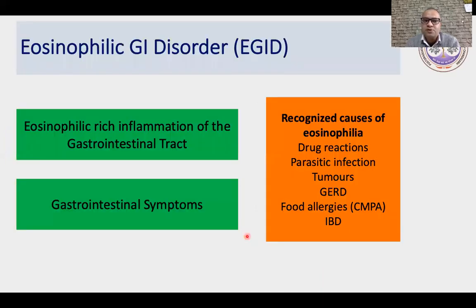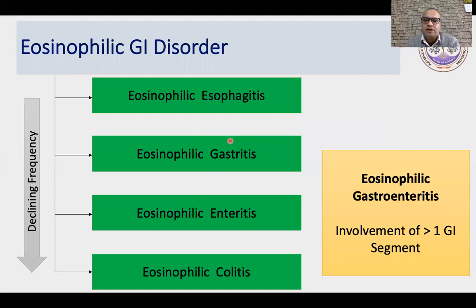Now, the diagnosis of eosinophilic gastrointestinal disorders is to be made only in the presence of gastrointestinal symptoms, apart from the presence of eosinophils in the gastrointestinal tract. And this is only after recognized causes of eosinophilia have been excluded, like the ones we have already talked about. So, eosinophilic GI disorders are a spectrum of many diseases, and these may include eosinophilic esophagitis, gastritis, and involvement of the small bowel or the colon.